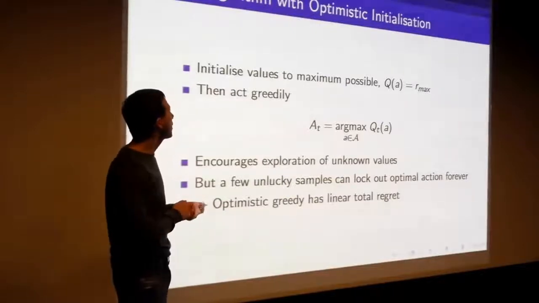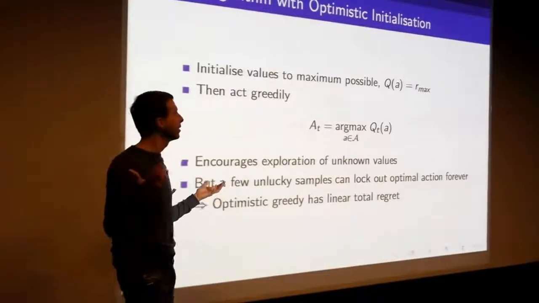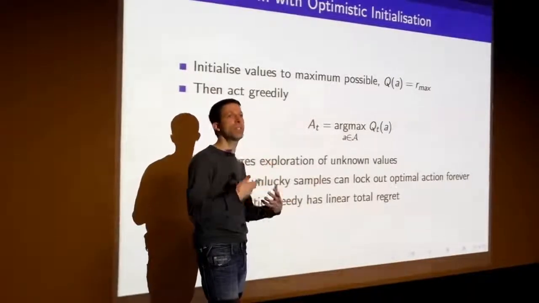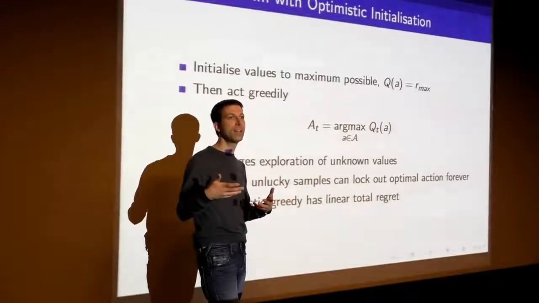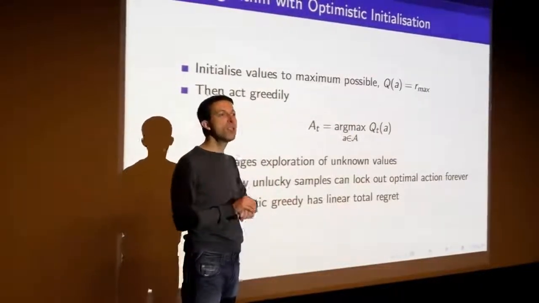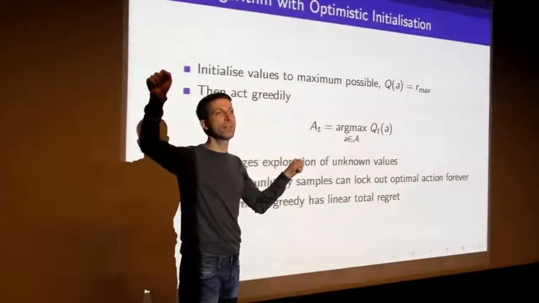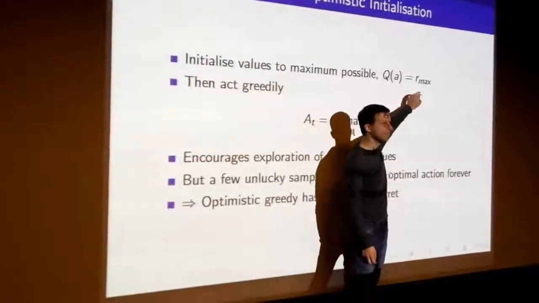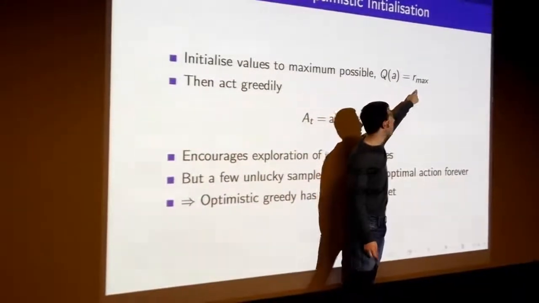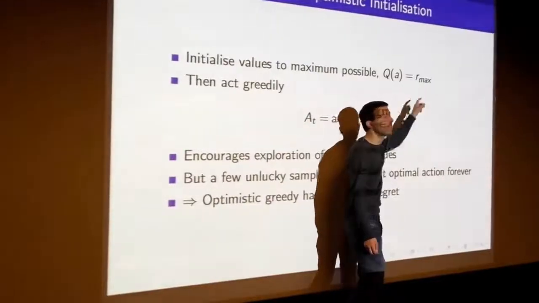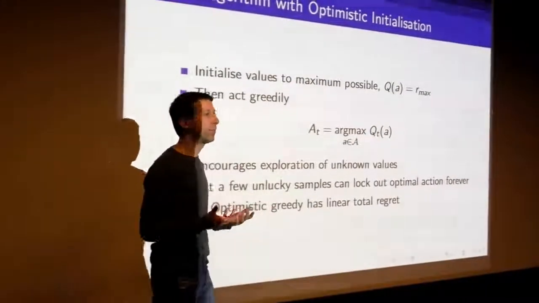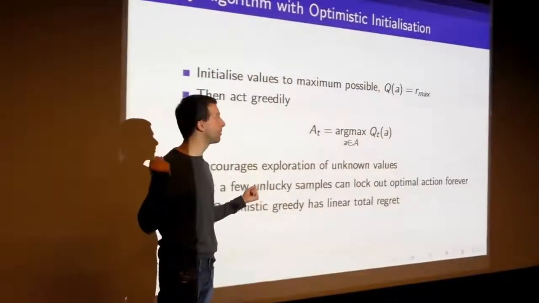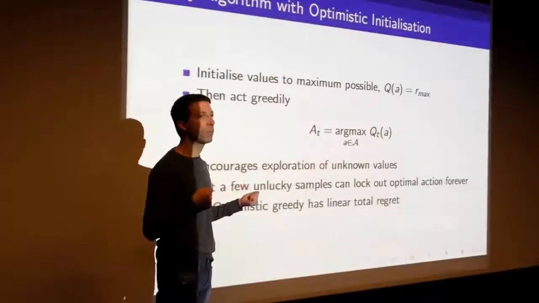And the idea is just to initialize the values to their maximum possible. So we start off by assuming the best about all of our actions. So this is the simplest version we'll see of optimism in the face of uncertainty. We're not going to measure the uncertainty. We're just going to assume that everything is really good until proven otherwise. So we're going to assume that all of our actions pay out the maximum possible. So for this algorithm, we need to know the maximum possible. For many of the others that we'll see, we don't. So if we know the maximum possible, then we just initialize all our estimates to that maximum possible, and then we act greedily from that point onwards.